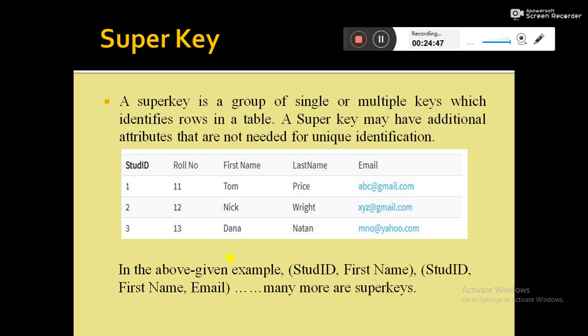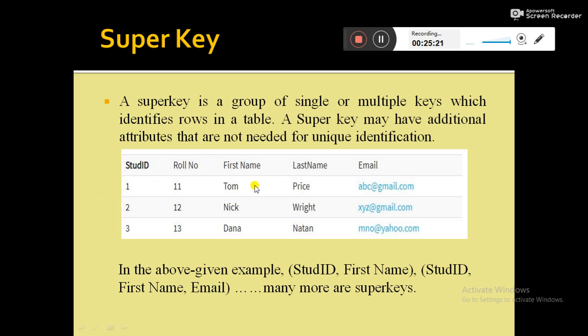if you try to form a key, what are the keys that may be there? One key is STUDID. What is a key? A key is an attribute or combination of attributes by which you can uniquely identify a particular record. So stud ID can be considered as a key because with the help of this attribute you can uniquely identify a particular record. For example, if you say select a record whose stud ID is 1, then it will select only that first record.